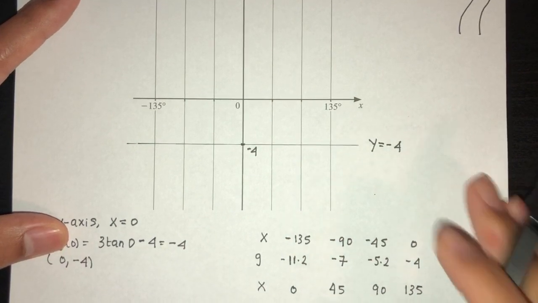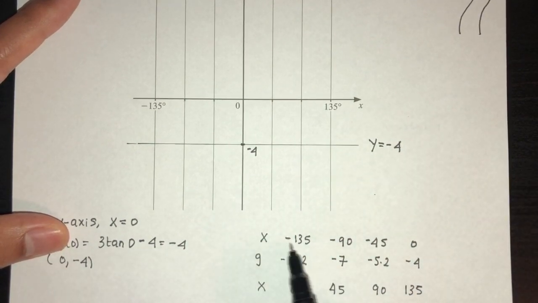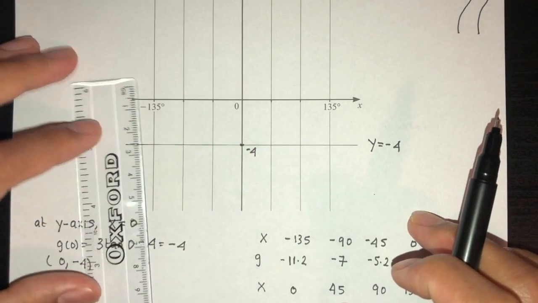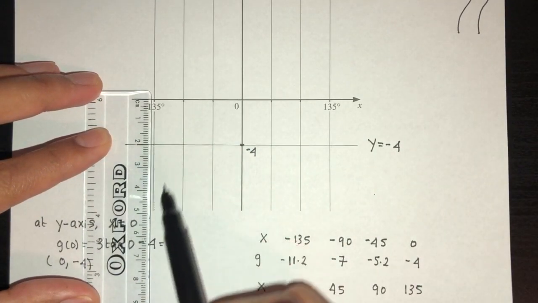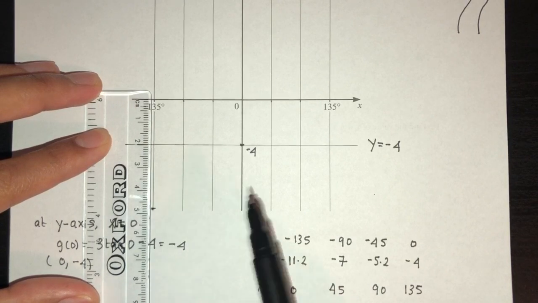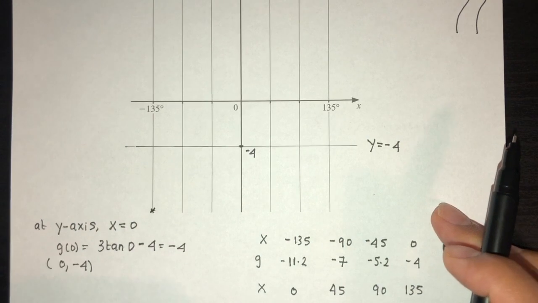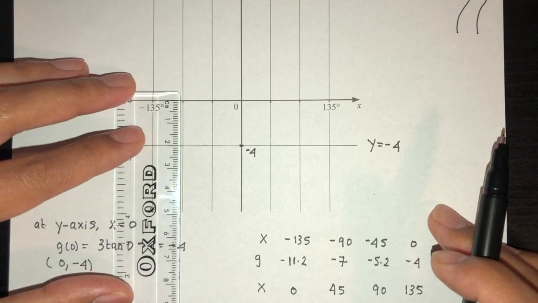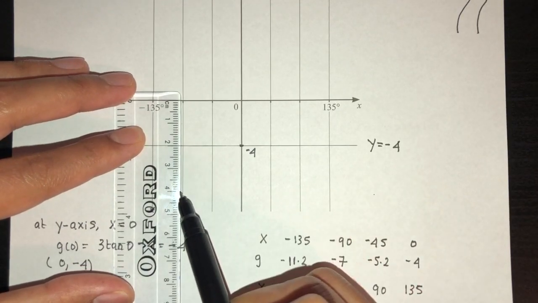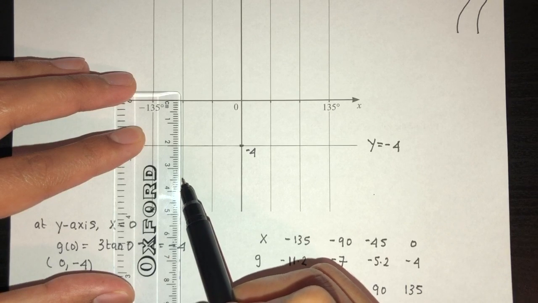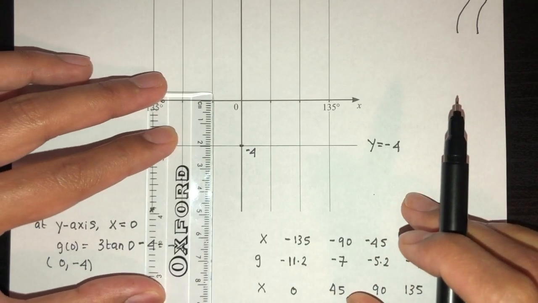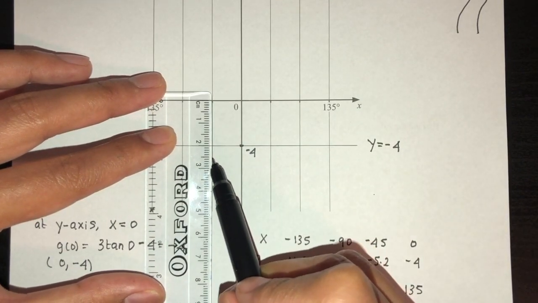So for the first one, approximately, minus 135 will be minus 11.2, sorry. So let's find a point which is approximately that value. That is 4, that should be 8, let's say it is about here, for example. Okay, and now for this one, minus 90 should be minus 7. This is 8, so it should be about here. And now for minus 45 should be 5.2. So this is 4, this is 5.2, should be about here.